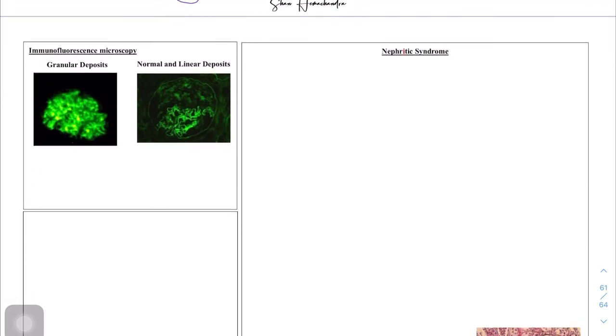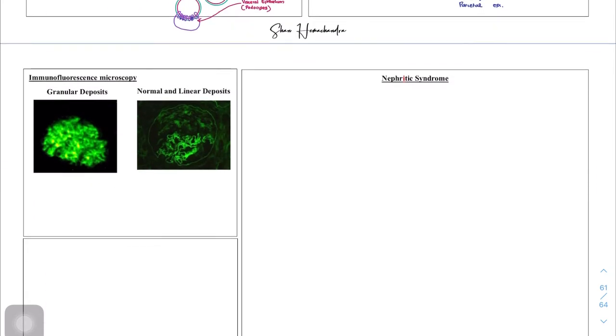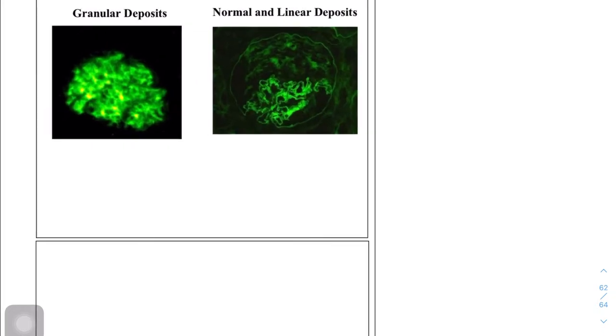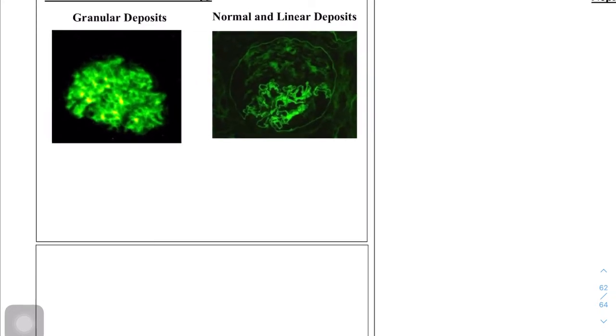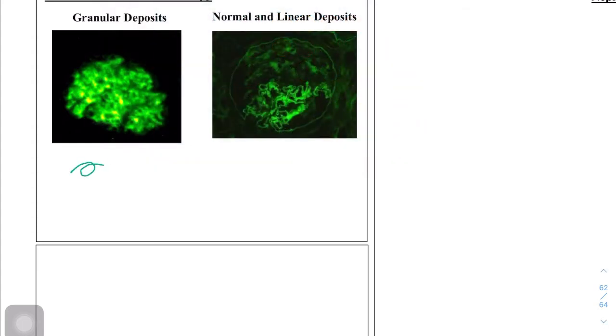Now I will talk about the type of microscopy we do to detect these immune complex depositions. The first type is called granular deposits. The other type is called linear deposits. The way I draw these to represent it is, let's assume this is how the normal structure looks like.